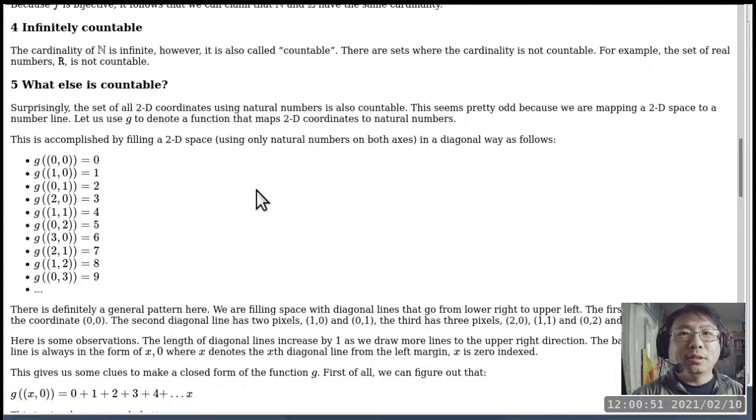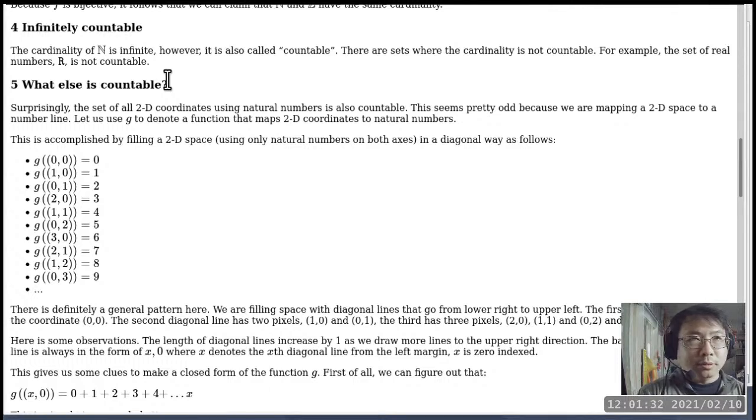Let's go back to section 4 first, because there's a term that is kind of useful. The cardinality of N, the set of all natural numbers, is infinite, but it is also called countable. There are sets where the cardinality is not countable. The set of all the real numbers, for instance, is not countable. That's how we define infinitely countable sets, and the set of all natural numbers is one. Anything that has the same cardinality as the set of all natural numbers is also called infinitely countable.